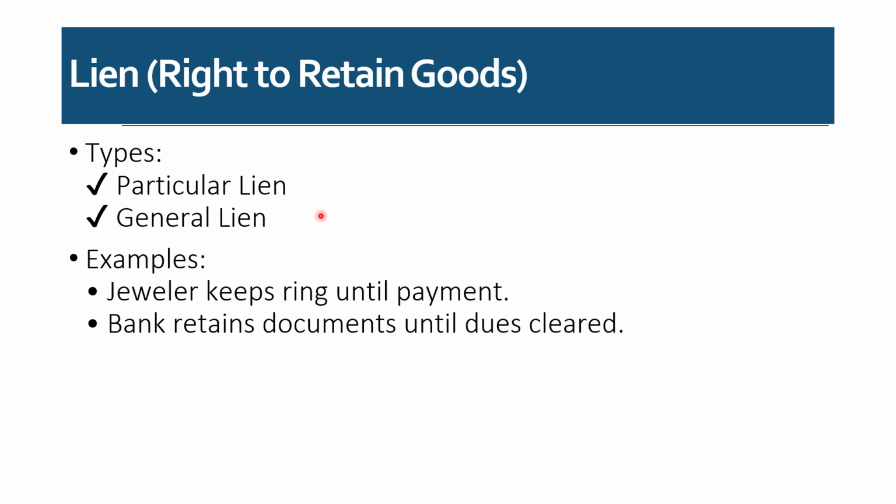And then there is general lien, which is the right to retain the goods for any general balance of account, not only for a specific good. So only certain professionals have this right to keep a general lien. For example, bankers, factors, wharfingers, attorneys, policy brokers, or jewelers. Right? Jewelers keep the ring until the payment is made. Banks retain the documents until the dues are cleared. These rights ensure the service providers are not left unpaid.